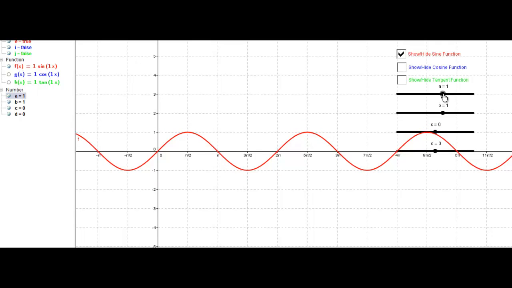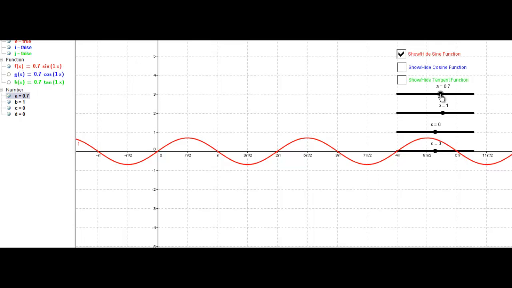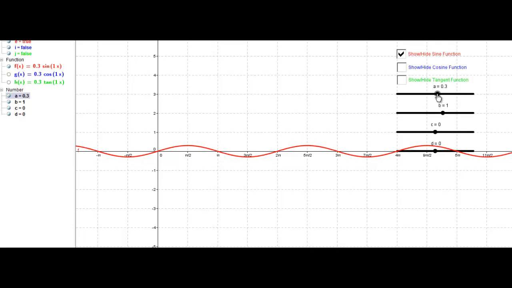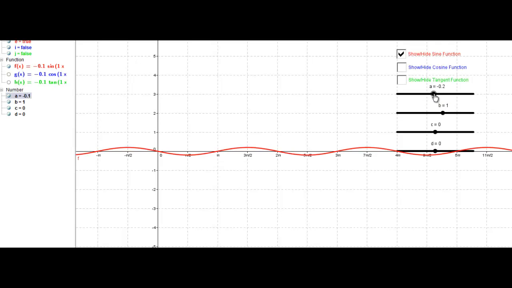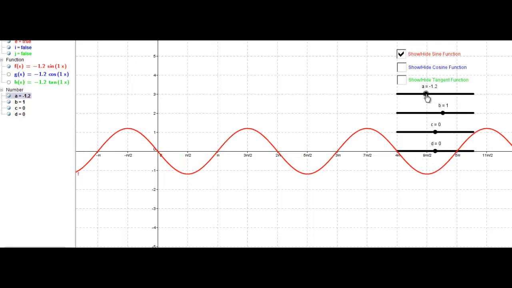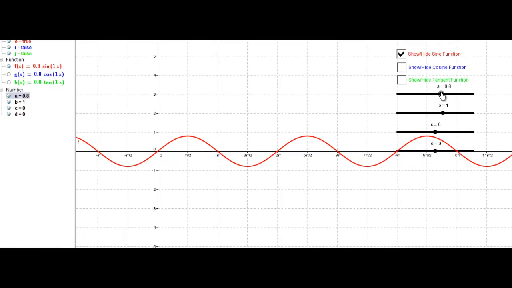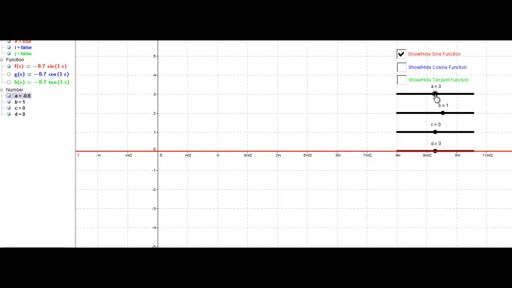Now watch what happens when a is less than 1 but greater than 0. That's a fraction. It starts a vertical shrink. Okay? Now when a is 0, then the graph will be 0 because 0 times anything will give you 0. Let's see what happens when a is negative. When a is negative, we said we would have a reflection across the x-axis. You see how the graph flips along the x-axis. This would be a positive a, this would be a negative a.